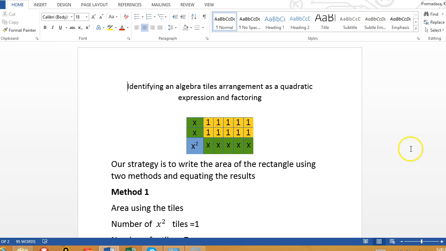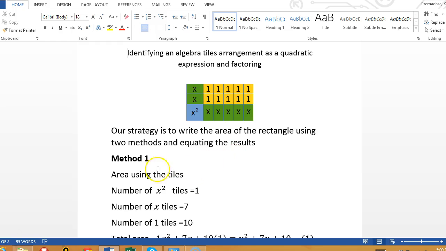So now let's take a look at this algebra tiles rectangle. Imagine that is what is given to you. How do we first of all write it as a quadratic expression, and secondly how do we factor it? Our method is to write the area of this rectangle using two different methods. The first method is to write the area of the rectangle using tiles. We have several tiles which make up the rectangle.